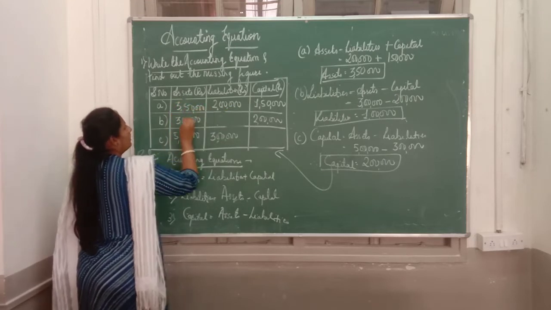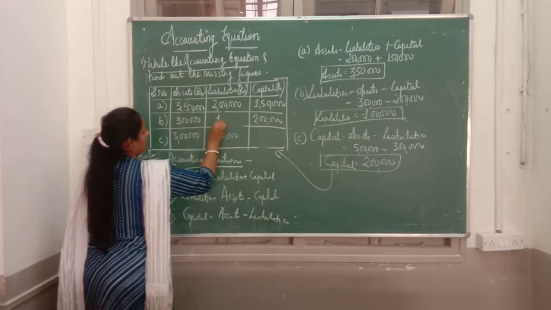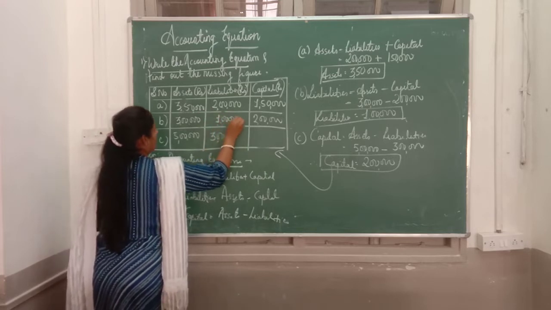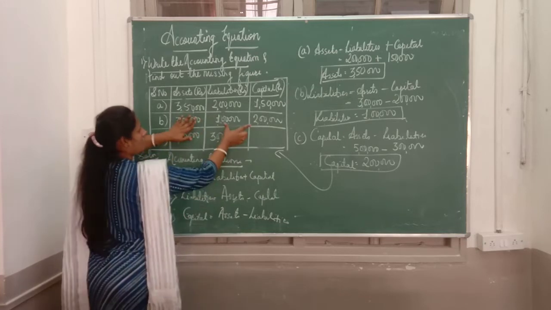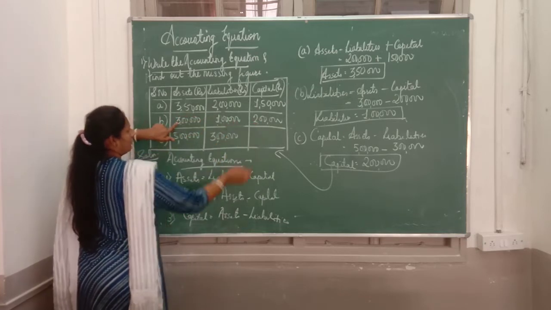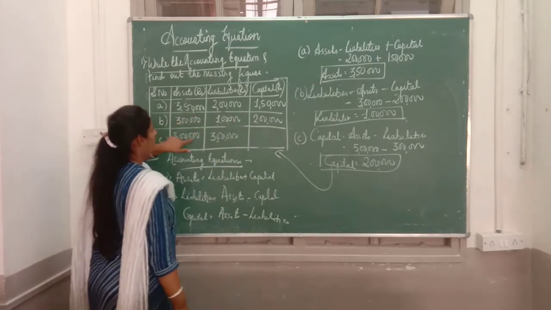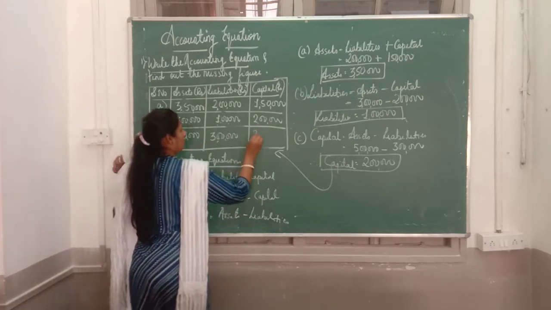3,50,000. How much is liabilities here? 1 lakh. When you total this, assets is equal to liabilities plus capital. So see here, 1 lakh plus 2 lakh, 3 lakh. Okay. Here 5 lakh minus 3 lakh, 2 lakh.